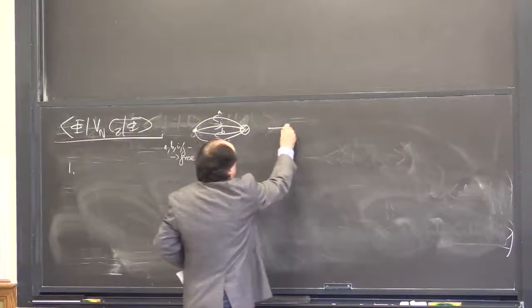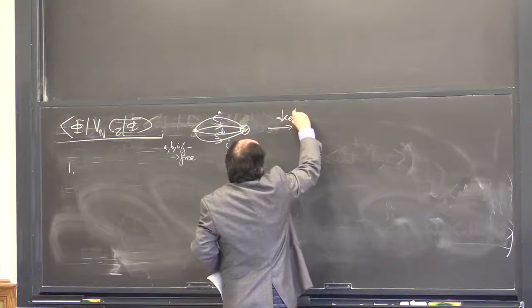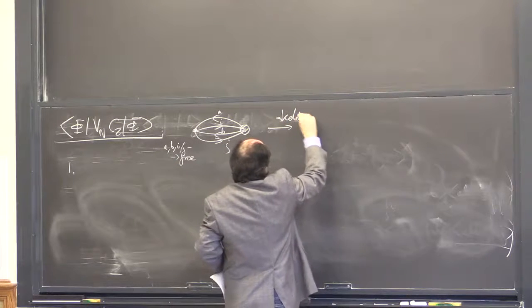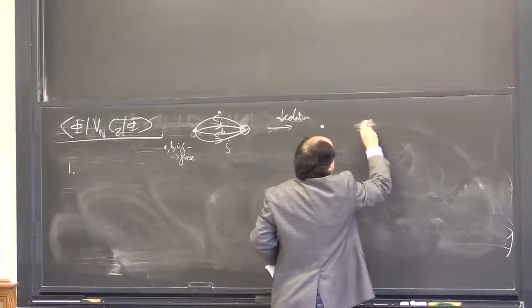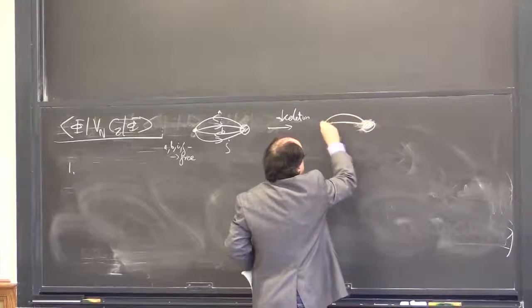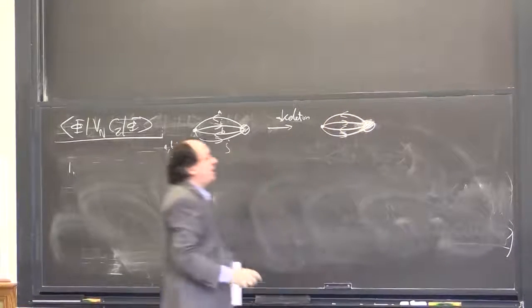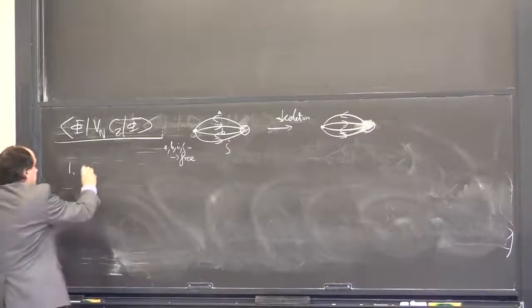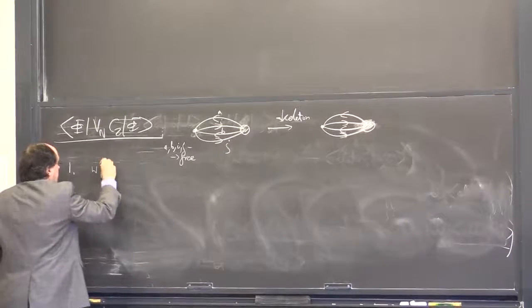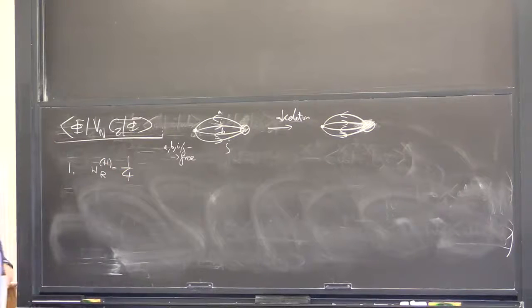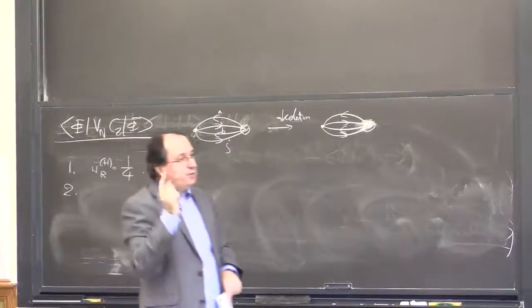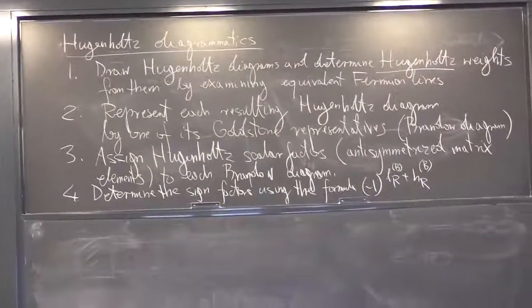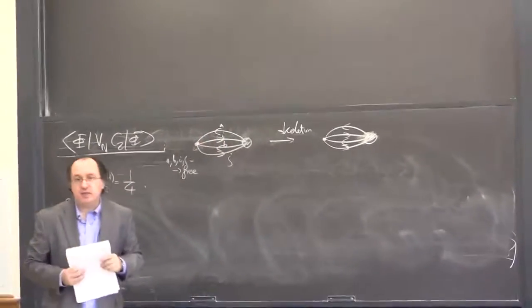So of course the first thing you do, you look at the skeleton, which will be something like this. There are two pairs of equivalent lines. So the weight of this diagram is 1/4. Okay. Then I proceed to point number 2, which says represent each resulting diagram, we only have one, by its Goldstone representative. I'm going to expand these vertices to produce a diagram with the maximum number of loops.